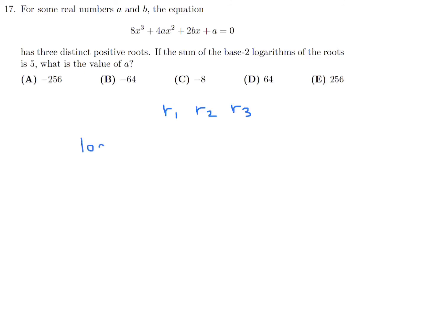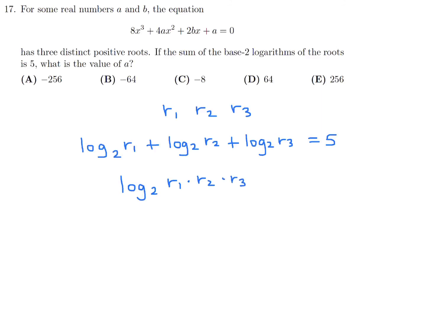They are saying that the sum of the base 2 logarithms of the roots, log of r1 to the base 2, plus log of r2 to the base 2, plus the log of r3 to the base 2, is equal to 5. Using our log rule, since the bases are the same, this becomes log of r1 times r2 times r3 equals 5. And therefore, the definition of log gives us 2 to the power of 5 is equal to r1 times r2 times r3.